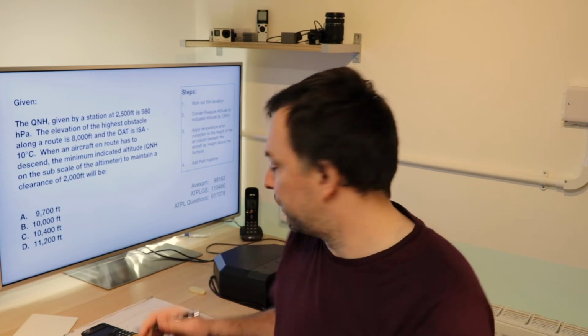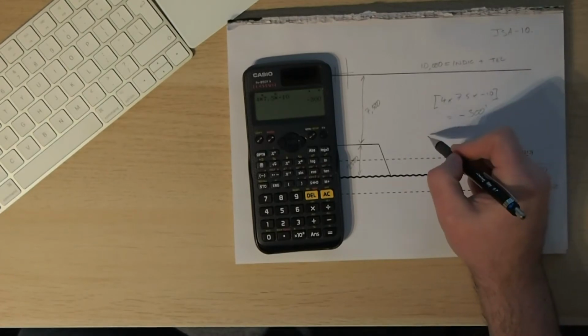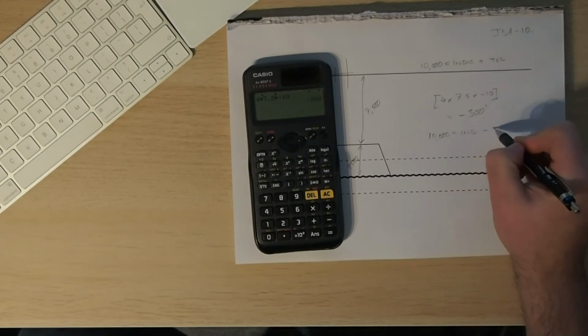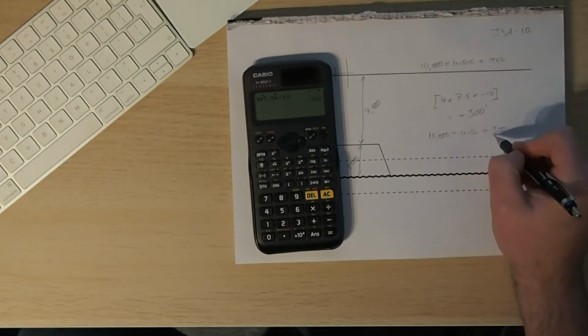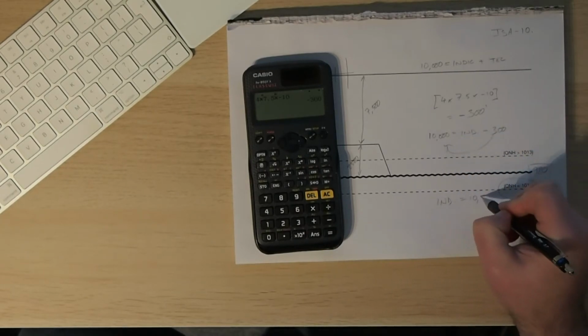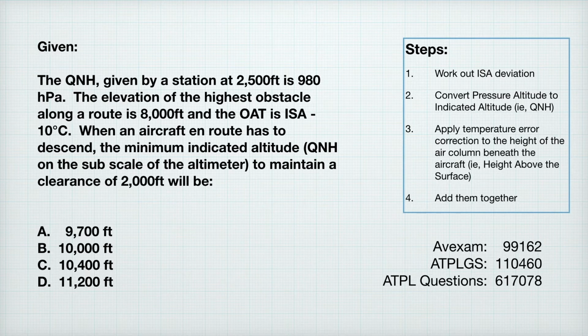So it's actually not that difficult. They've just given us bits of information that we're not used to seeing before. So now we can put the minus 300 into our true altitude formula here, and we end up with 10,000 equals indicated minus 300. So if we rearrange the equation, our indicated altitude equals 10,300 feet. When you look at the answers available to us on the board, we've got 10,400 as an option.